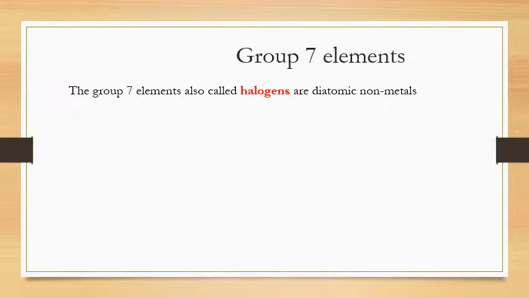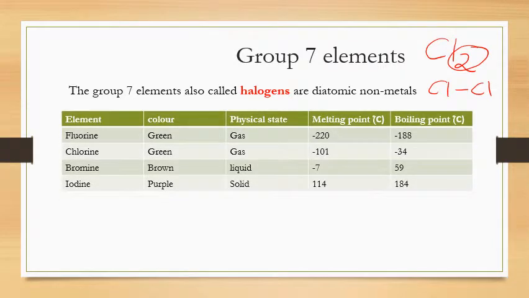Okay, so the group 7 elements are called halogens and are diatomic. So what do we mean by diatomic? Well, for example, chlorine is Cl2. Okay, 2 chlorine atoms make the element of chlorine. And these are the 4 elements you have to be aware of, the 4 halogens. We have fluorine, chlorine, bromine, and iodine.